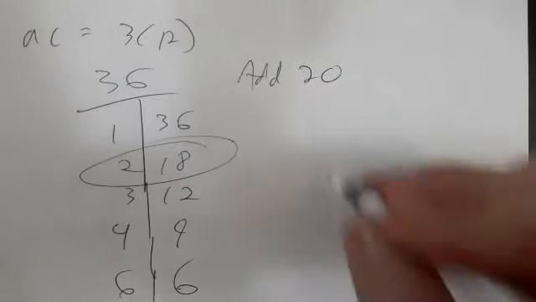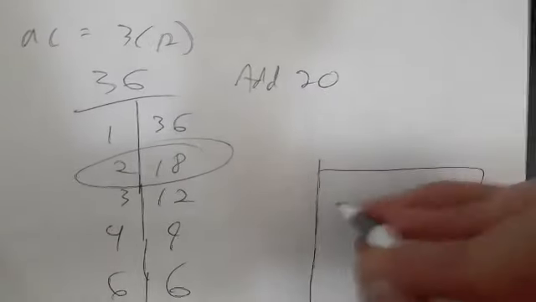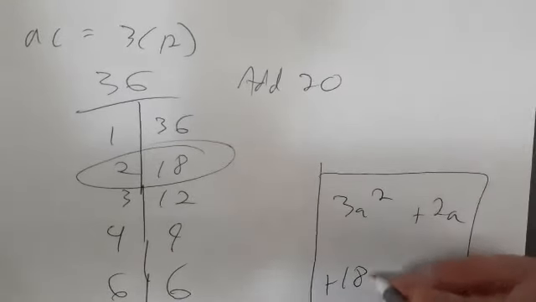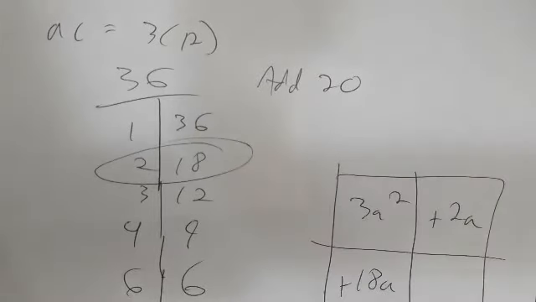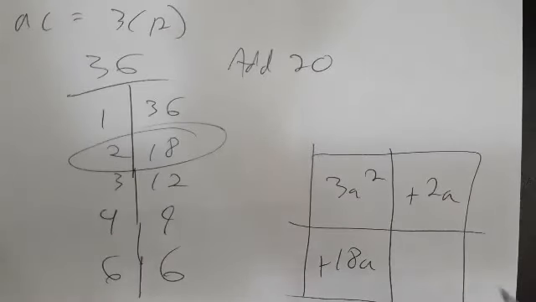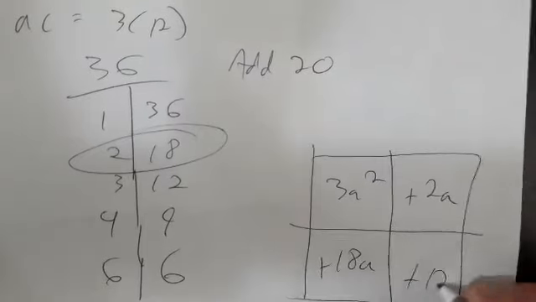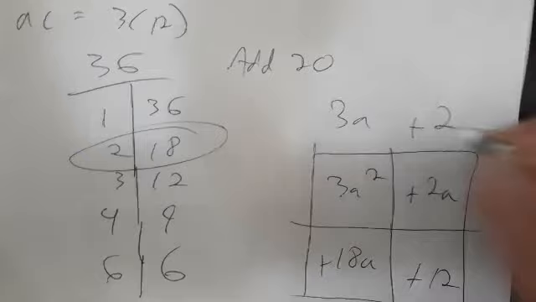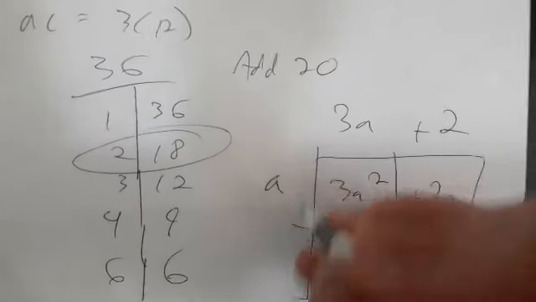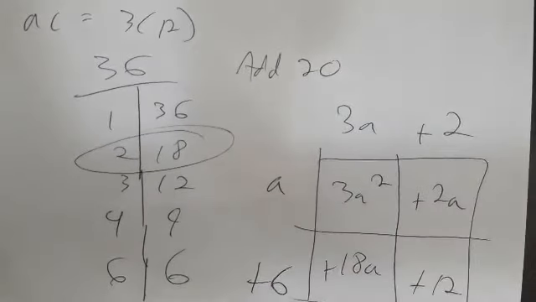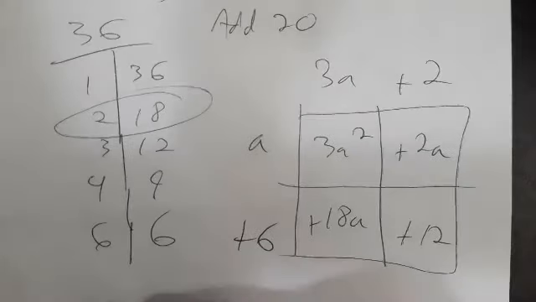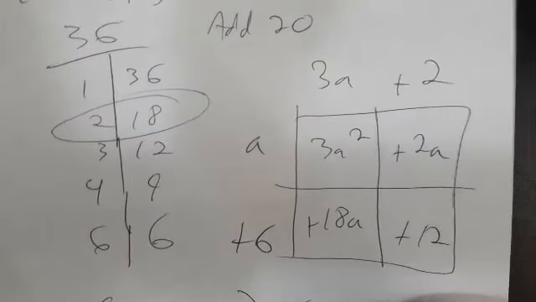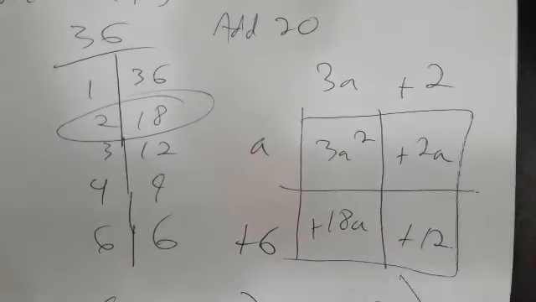So I'm looking at this, boxing it up. I'm going to do plus 2a, plus 2a, and the last thing I'm doing is plus 12. I'm looking down, I can pull out a 3, I can pull out a plus 2. I'm looking across, I can pull out an a, I can pull out a plus 6. All right, so I look at my two factors, they look like 3a plus 2 and a plus 6.